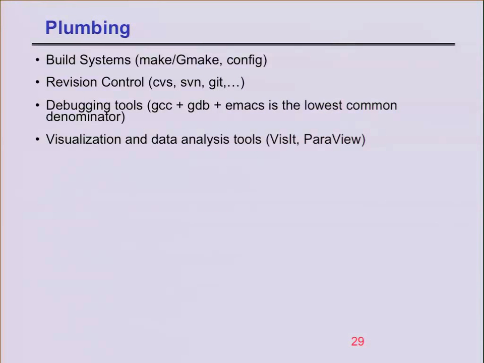Using ASCII text and revision control and a repository is infinitely better than that, even for writing documents, much less for writing code. Debugging tools: GCC plus GDB plus Emacs is the lowest common denominator, but it's surprisingly effective. And it's the one that we use in the course. Visualization and data analysis tools: sometime you really ought to get, if you haven't already, the developers to visit and have them strut their stuff. And their stuff is quite struttable.